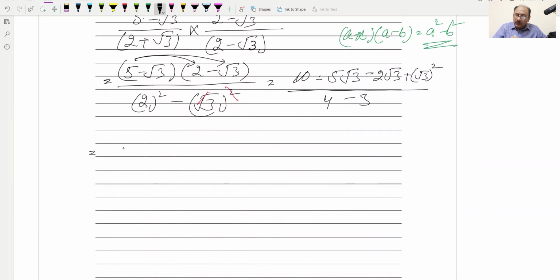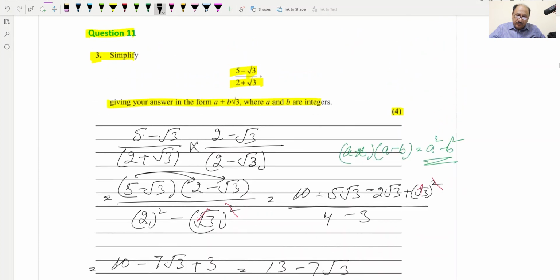So now the numerator we can write as 10, and minus 5 and minus 2 will be minus 7 under root 3, and plus this under root 3 squared, where the square and root will be cancelled and we'll get 3 over here, and this will be equal to 13. 13 minus 7 under root 3, this will be our final answer.